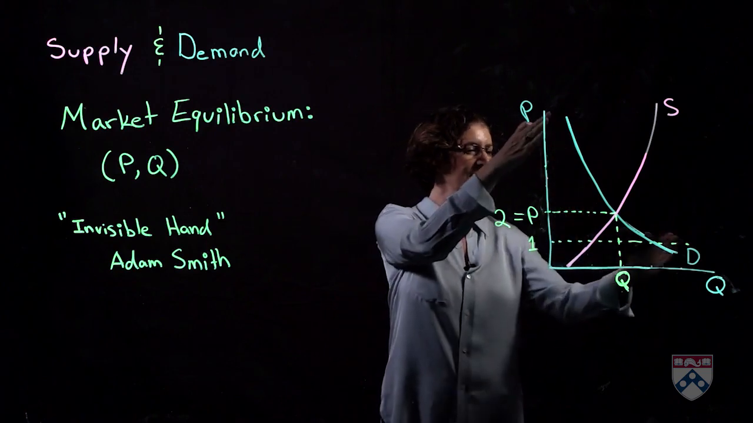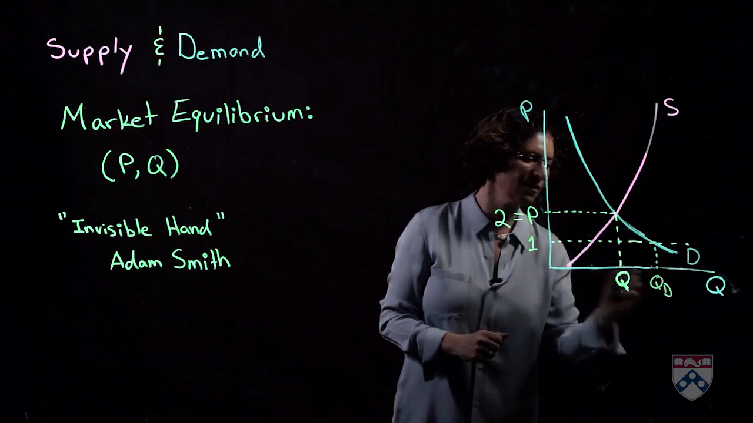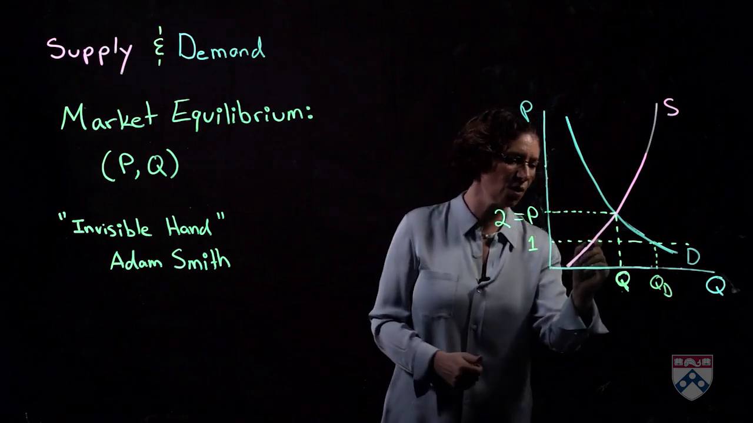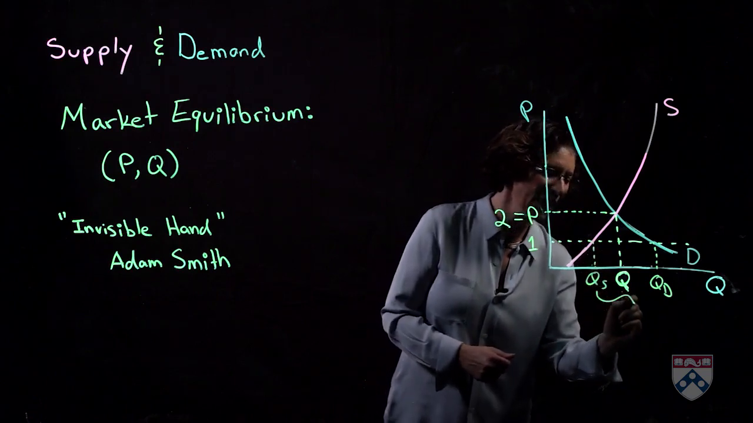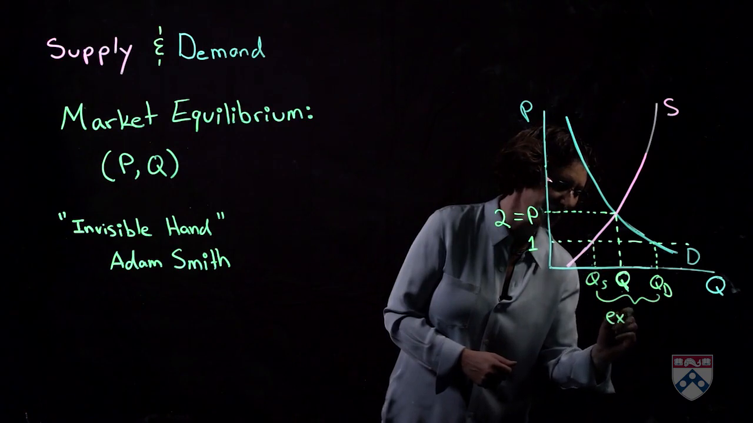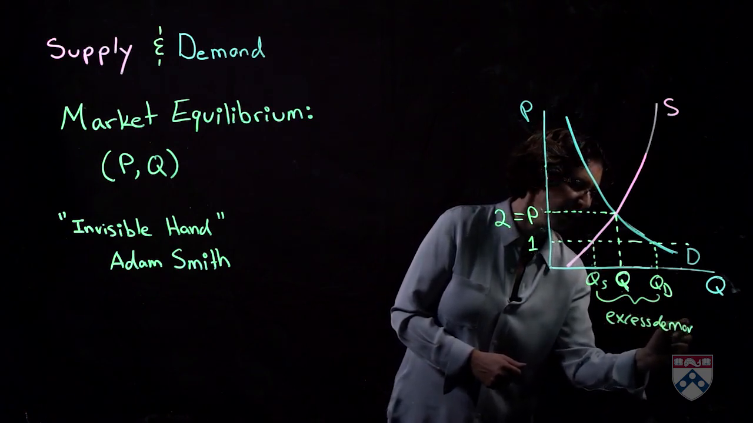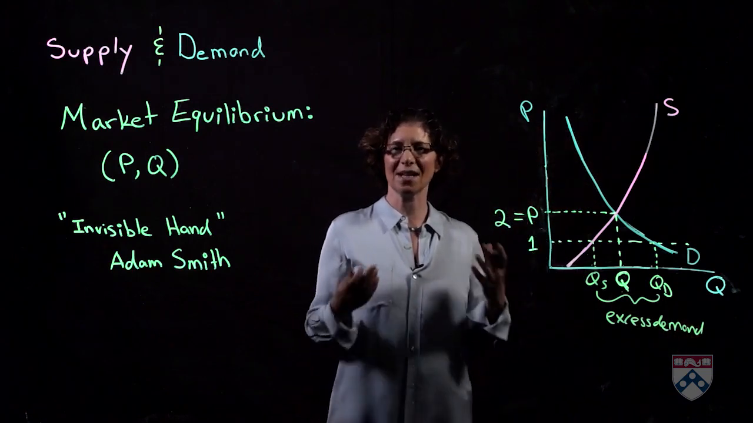We can read off the demand curve to find the quantity demanded, and here it is, right here. And we can read off the supply curve what is the quantity supplied, and here it is right here. And we have excess demand. Another way of thinking about excess demand is thinking about it as a shortage.